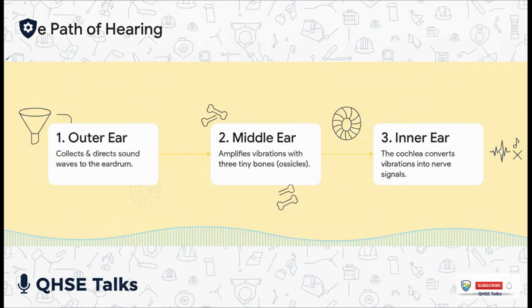Think about how we hear. It's actually a pretty cool mechanical process. Your outer ear, it's basically a funnel, just catching the sound. Then the middle ear takes over and amplifies those vibrations with these tiny little bones. But here's the part you really need to focus on for the exam, the inner ear. Specifically, a little snail-shaped thing called the cochlea. That's where the magic happens. Vibrations turn into nerve signals. It's also, and this is the crucial part, where permanent damage happens.